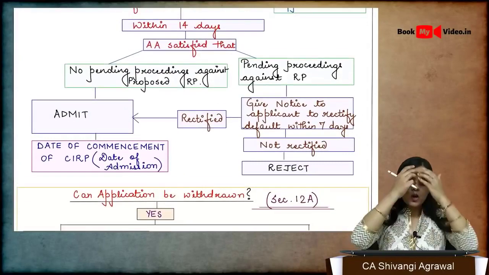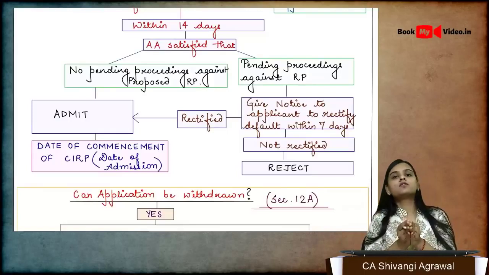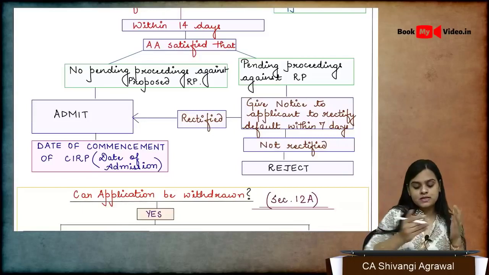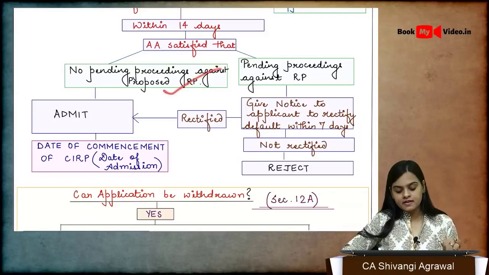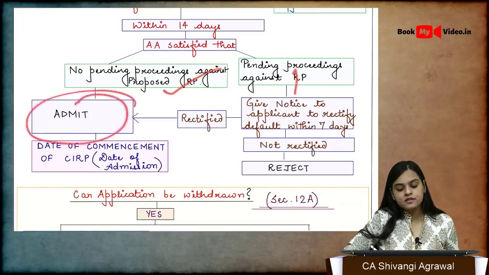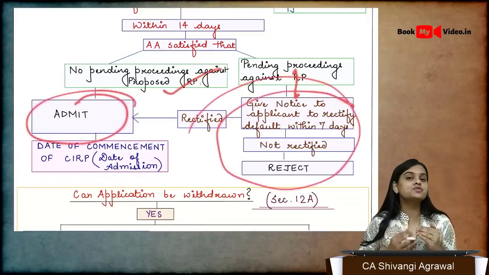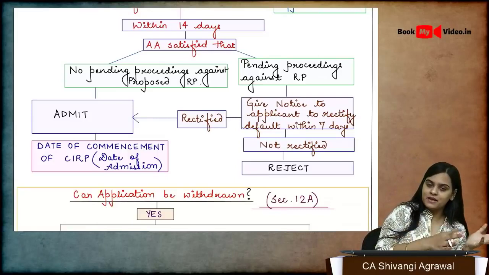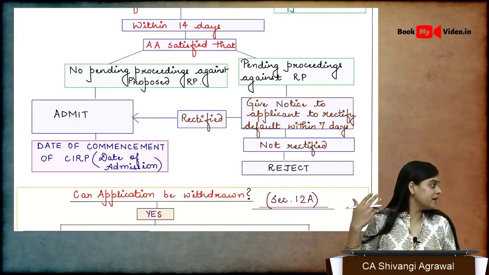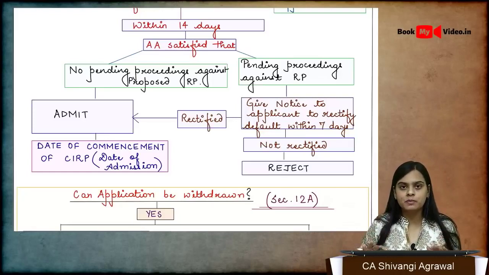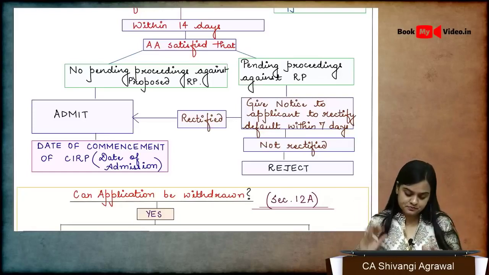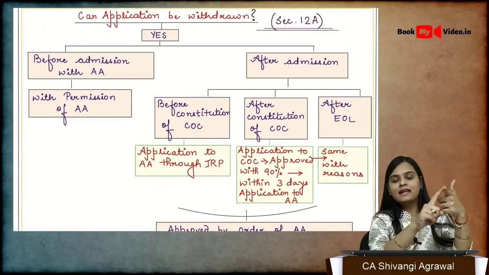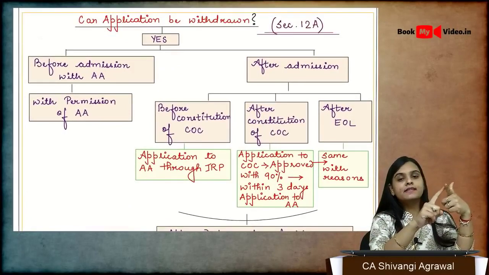The same thing happens within 14 days: if the adjudicating authority is satisfied that whatever name of IRP you have proposed, there are no pending proceedings against that person, the application will be admitted. If there are pending proceedings, you will be given an opportunity to rectify the default or defect within 7 days and resubmit your application. If rectified, the application will be admitted. If not, the application will be rejected. Clear? Okay.